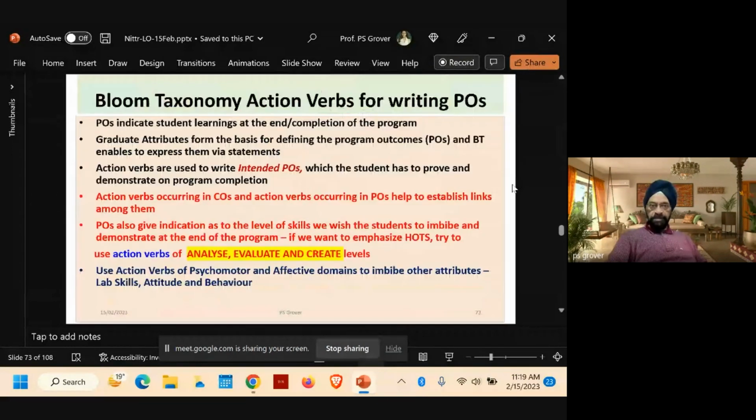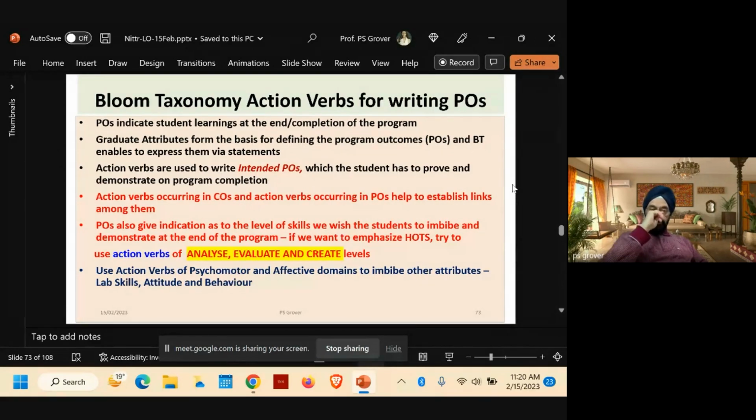And assessed for that. Now, the Bloom taxonomy action verbs for writing program outcomes. Program outcomes purely indicate student learning at the end of the program. Graduate attributes form the basis for defining the program outcome, and Bloom taxonomy enables us to express them via statements. As we use statements to express the course outcome, similarly we formulate the program outcome. Action verbs occurring in COs and action verbs occurring in POs help to establish links among them.